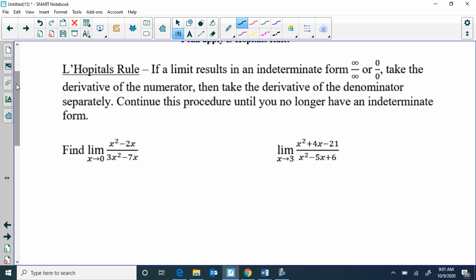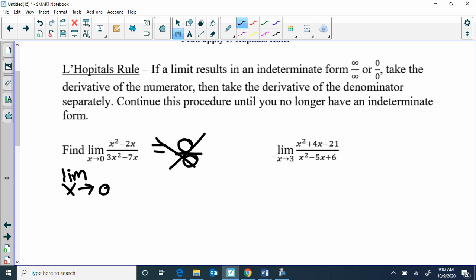Find the limit as x goes to 0 of the following function. You would plug in 0 to your top, plug in 0 to the bottom, and notice you get 0 over 0, which is an indeterminate form. In that case, you cannot write equals 0 over 0. That is not correct. What you have to do in order to apply L'Hopital's rule is show the conditions are true.